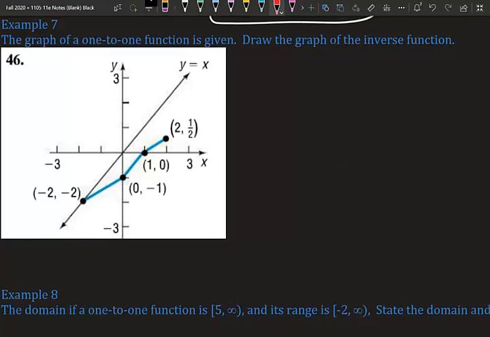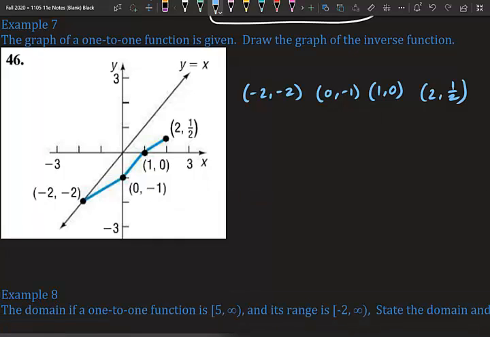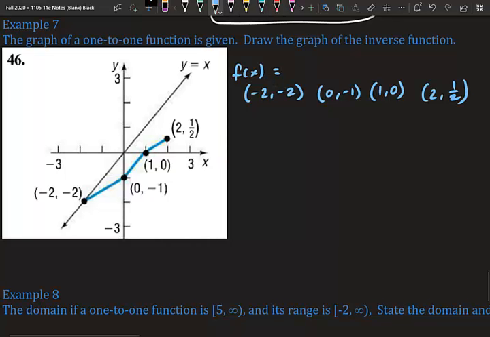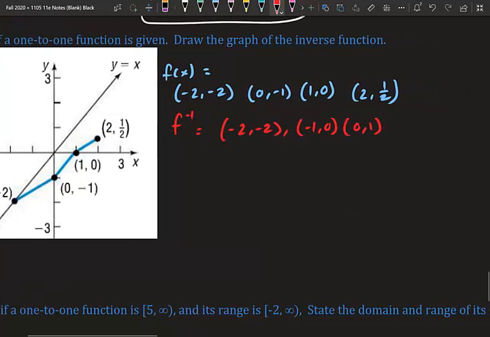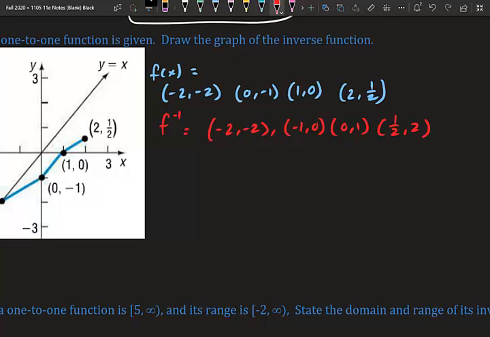Alright, the graph of a one-to-one function is given. Draw the line of the inverse function. So I'm going to pull out the points for our function. We have (-2, -2), (0, -1), (1, 0), (2, 1/2). So that's for the function. Now for the inverse, we know how to do that. We just switch the points. We switch x and we switch y. So we have (-2, -2), (-1, 0), (0, 1), and (1/2, 2).